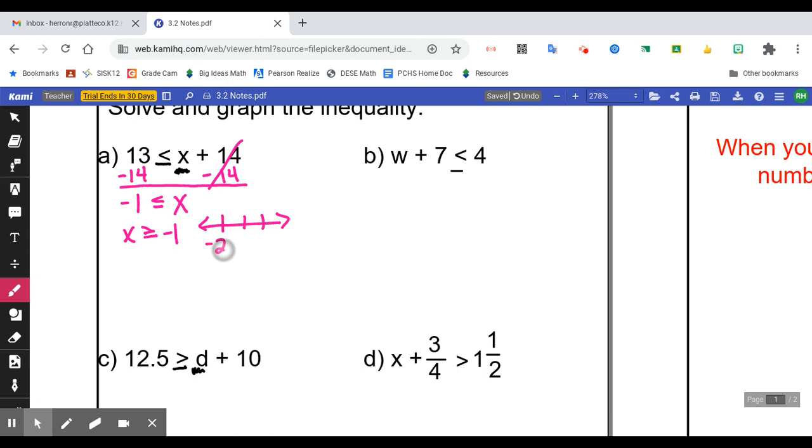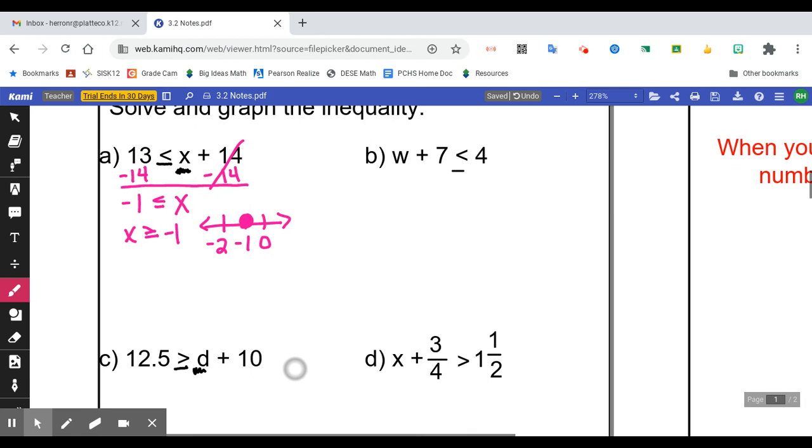Again, negatives are written backwards, so -2, -1, 0. Filled in because it's equal to. And then x is greater than or equal to -1. So greater than would be to the right.